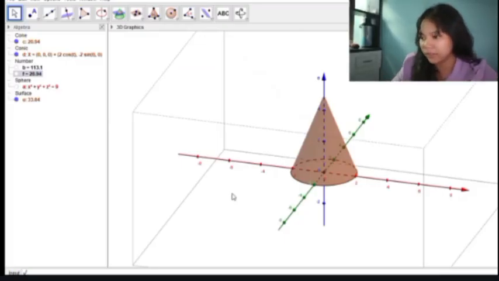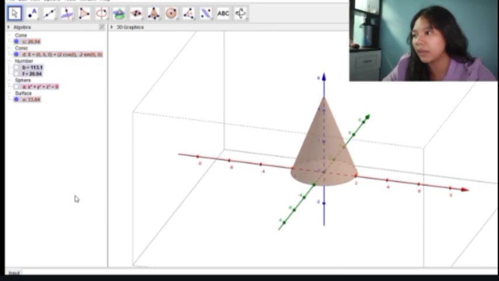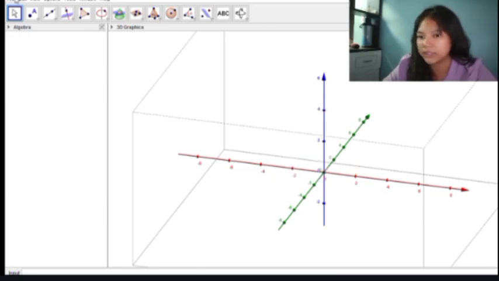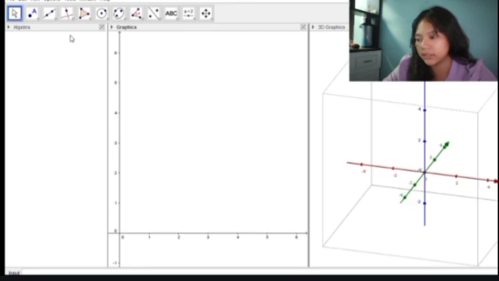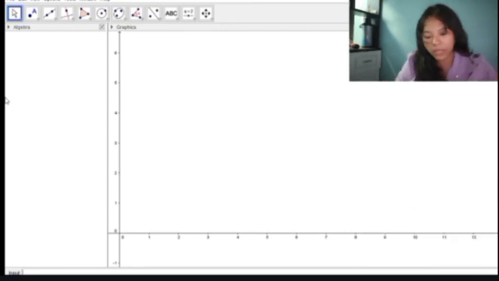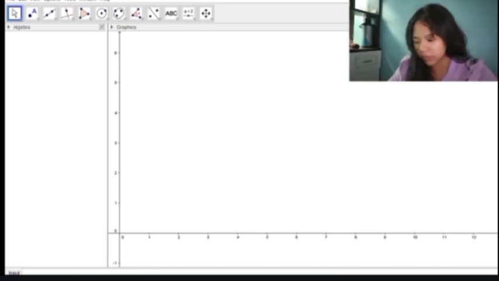So again, with Control A, erase everything. We can go back to the graphics 2D. So we should input our function. 3x squared minus 4x plus 1.